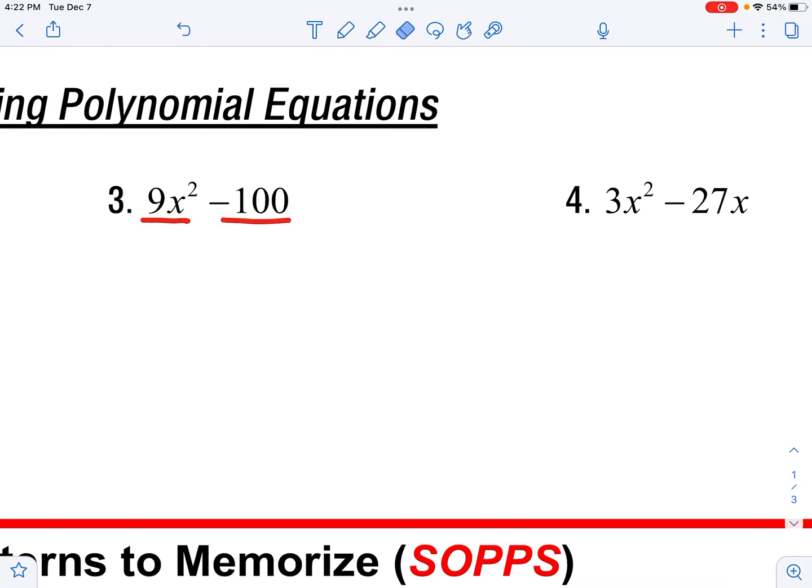All right, the next one, the first thing we're going to do is look for a GCF. 9x squared and 100 have nothing in common, so there is no GCF. Now, when there are two terms, you're going to see if it's a difference of squares.